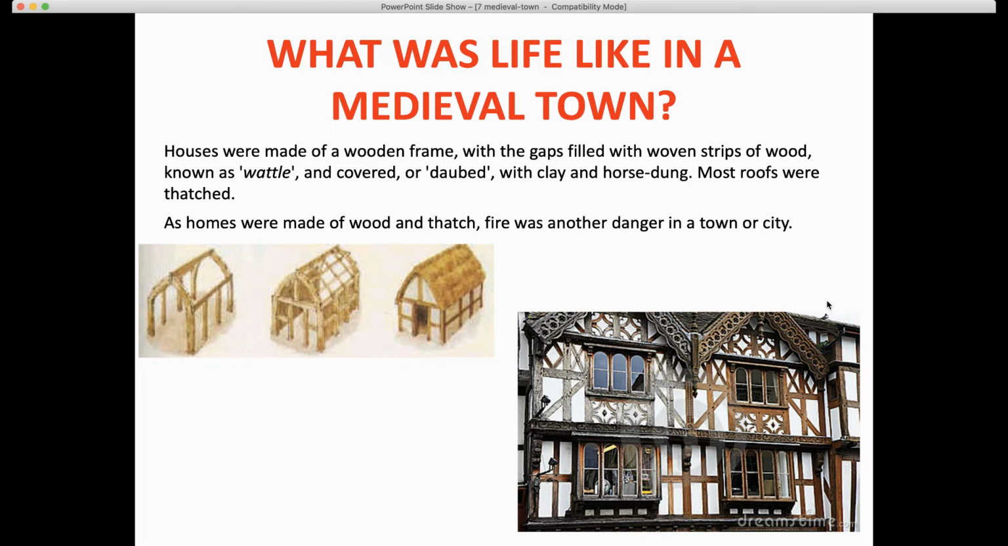Houses were made from a wooden frame, so they're very, very basic houses. And they're quite easy to build and quite quick to build. And actually you can see in this picture on the bottom right what those houses would look like. And some of those houses still exist today. And most roofs were thatched as well, which means that they're built out of dried straw.